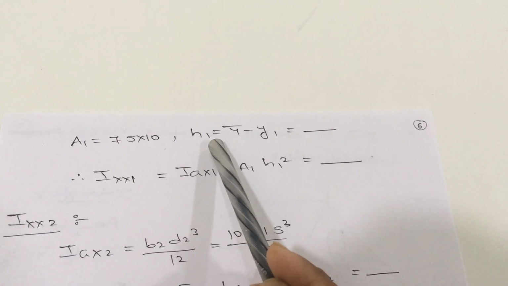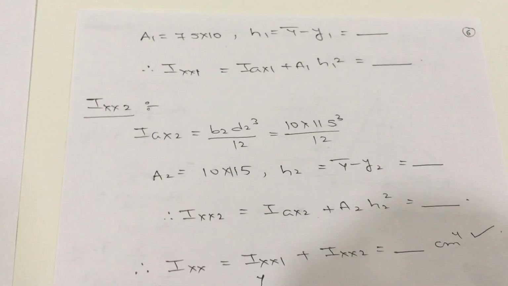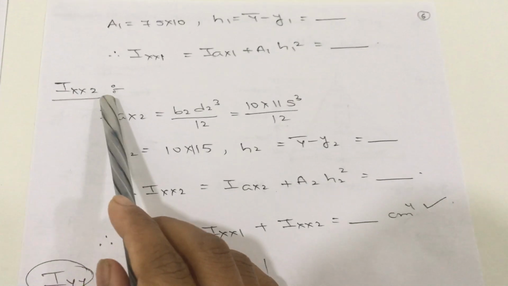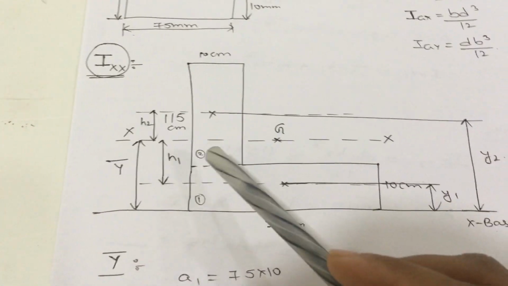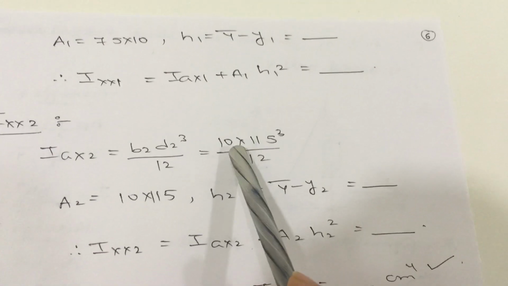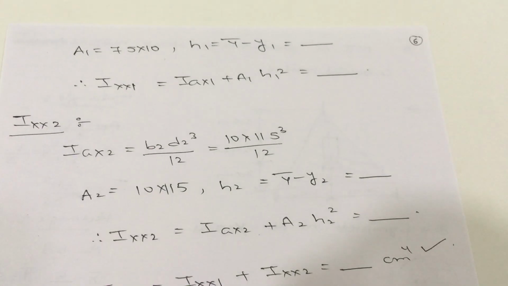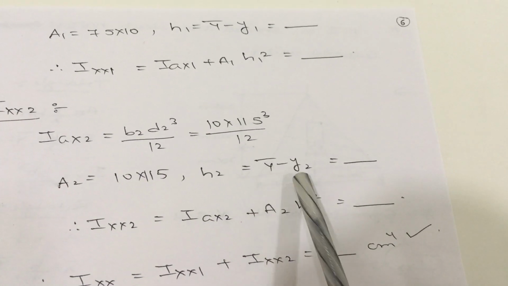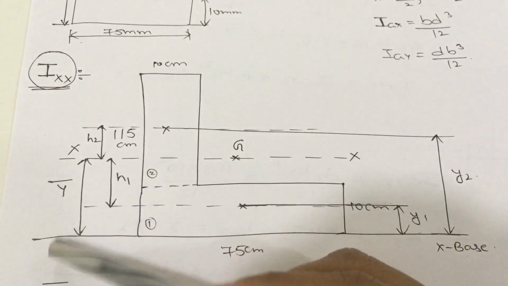Next, by substituting this Igx1 value, A1 value and h1 value in the parallel axis theorem, you will get the Ixx1 value. Next, do the same procedure for Ixx2 also. So Igx2 is equal to b2 d2 cube by 12. For the second section, the b value is 10 and the depth value is 115. So here 10 into 115 to the power of 3 by 12. Next, the area we have already calculated. Next, the h2 value is y bar minus y2.